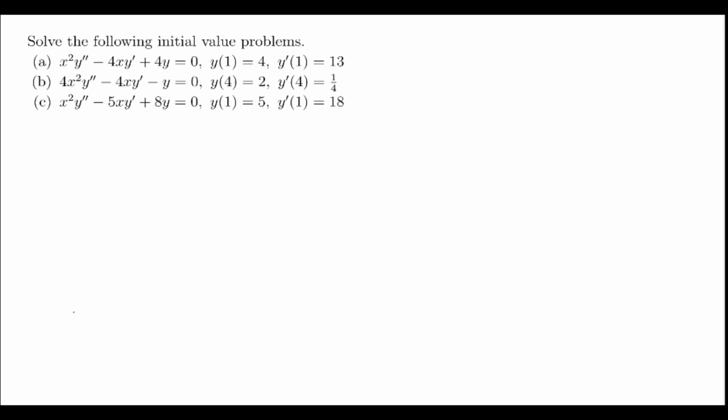Okay, so let me look at C. For C, this is also quite straightforward. We already know to say our y is equal to x to the power r, then our y prime is equal to r times x to the power r minus 1, then y double prime will be equal to r times (r minus 1) times x to the power r minus 2.